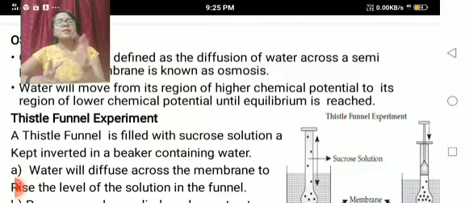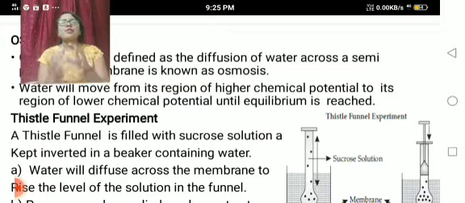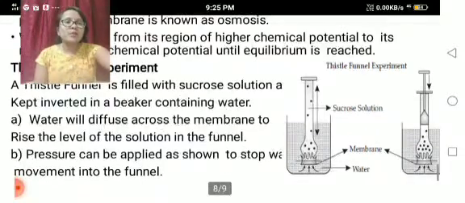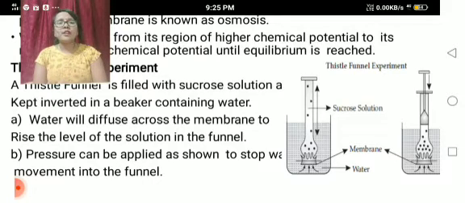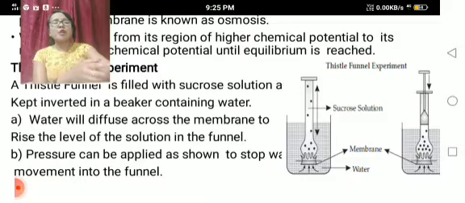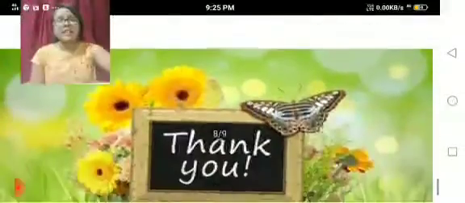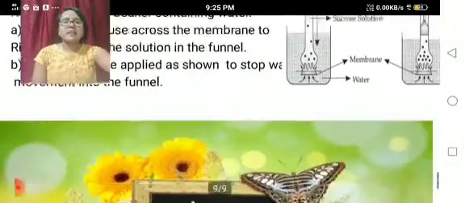Thistle funnel is one experiment. A Thistle funnel filled with sucrose solution is kept inverted in a beaker containing water. These two are diagrams to show the Thistle funnel experiment. In A, water diffuses across the membrane to raise the level of solution in the funnel. Pressure can be applied as shown to stop the water movement into the funnel. This is about the osmosis experiment.